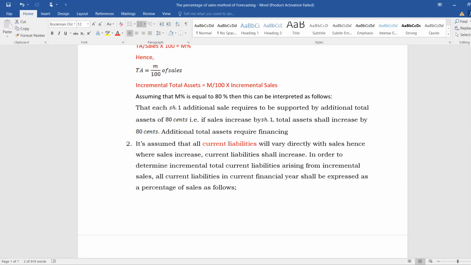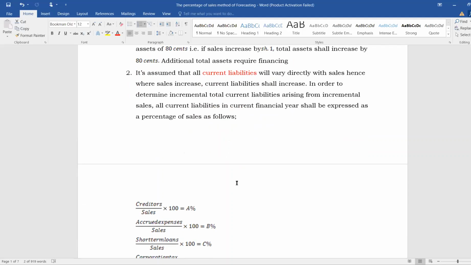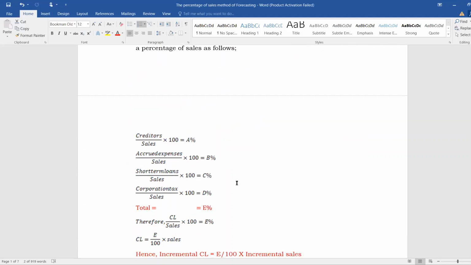if the firm's sales were to increase by 1 shilling, current liabilities will increase by how much? Now that's a question which is answered by expressing all current liabilities in the firm's current statement of financial position as a percentage of sales.